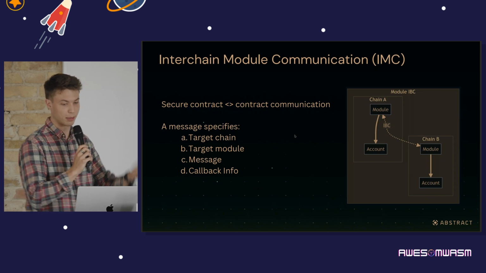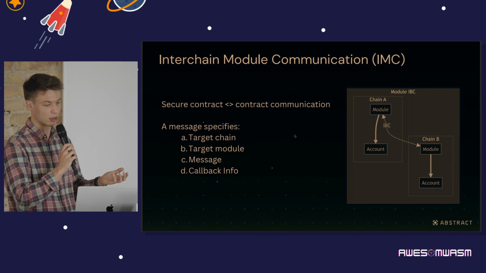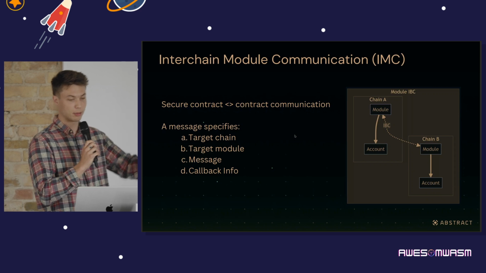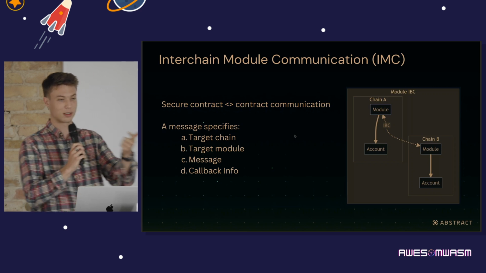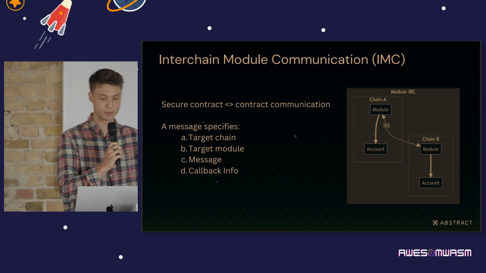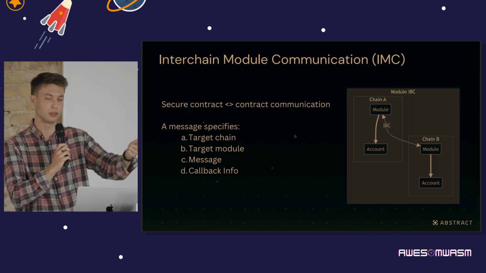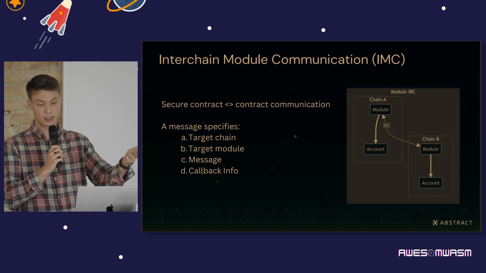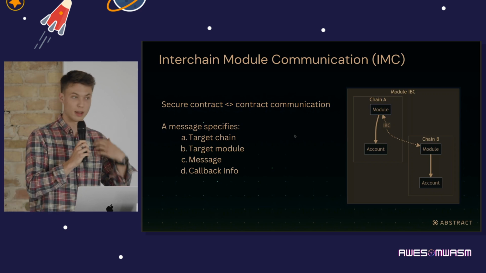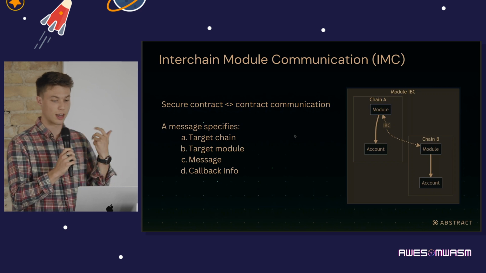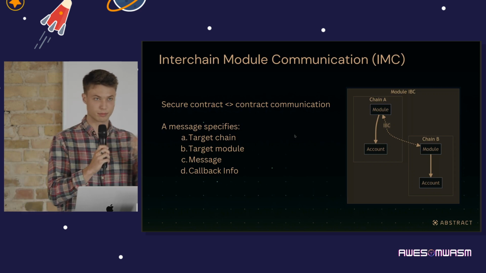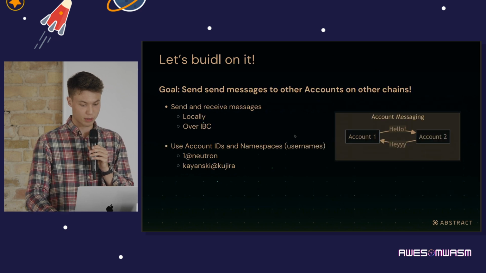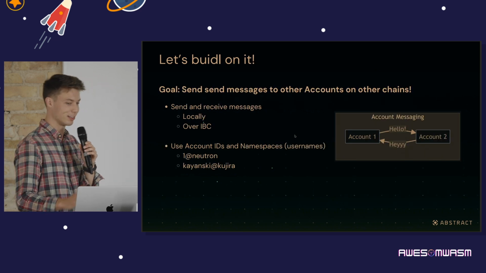When I send a message with this technology, I need to provide a target chain, so where I want to send the message, and a target module, so which kind of application I want to target, which essentially resolves into the smart contract address on chain. I also provide the message that I want to call, as well as a callback. If the message fails or succeeds, I get a callback with the result, and I can use that to progress my state machine. So let's try and build on this.